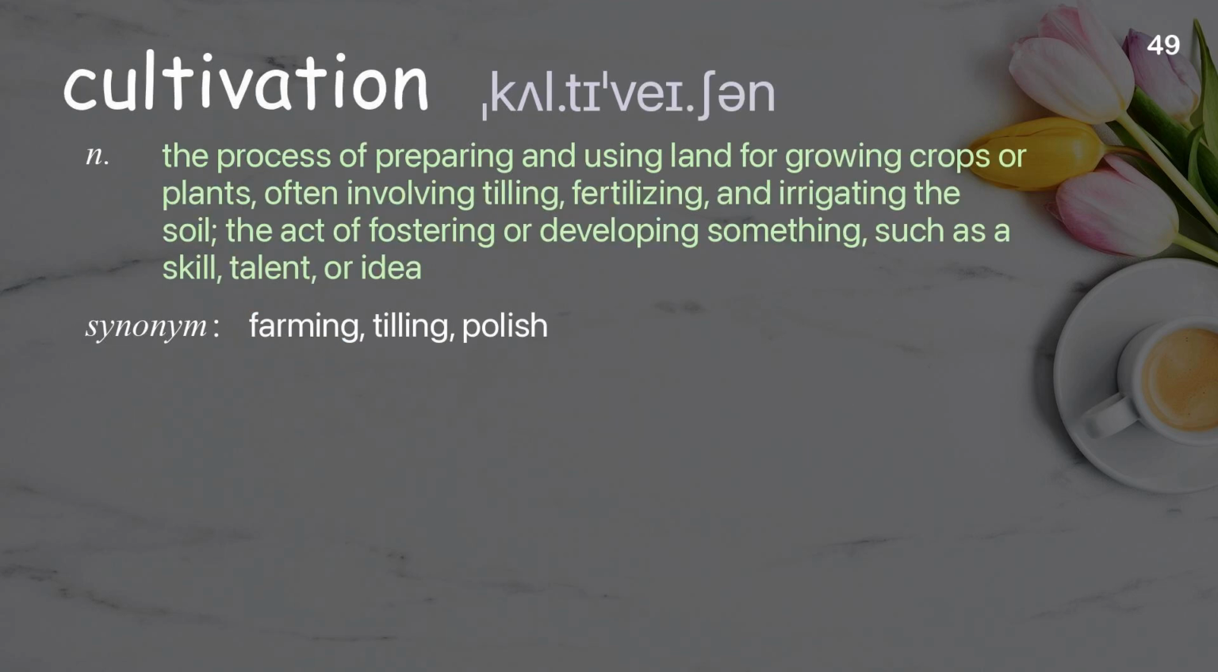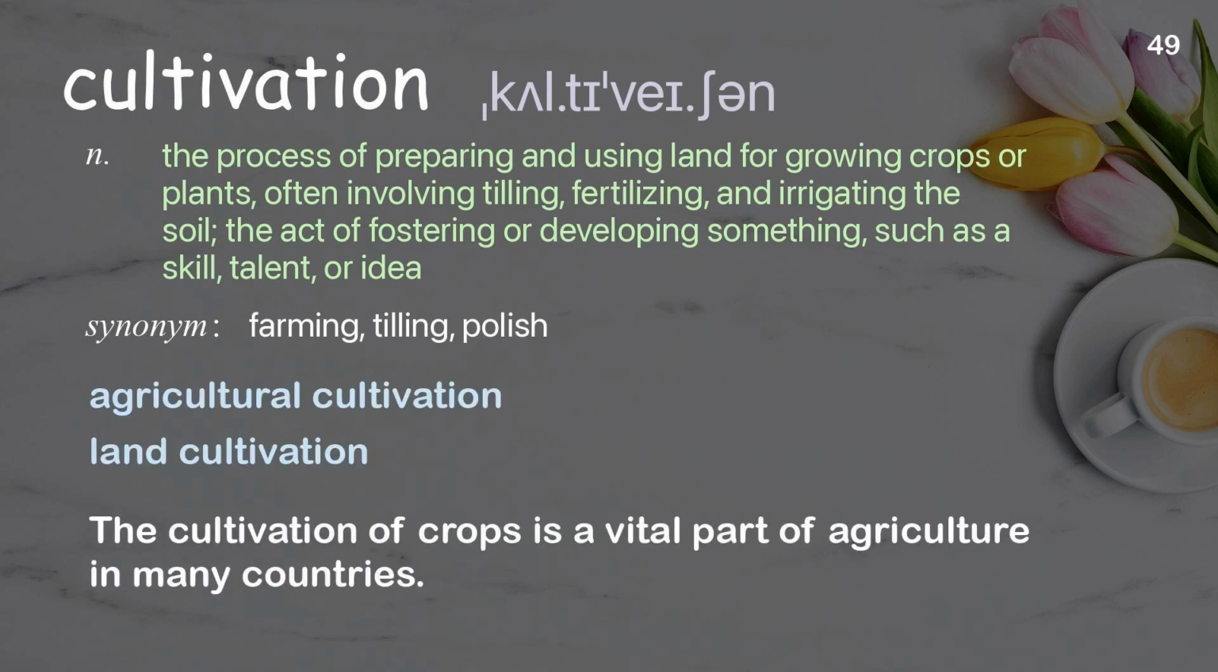Cultivation. The process of preparing and using land for growing crops or plants, often involving tilling, fertilizing, and irrigating the soil. The act of fostering or developing something, such as a skill, talent, or idea. Examples: agricultural cultivation, land cultivation. The cultivation of crops is a vital part of agriculture in many countries.